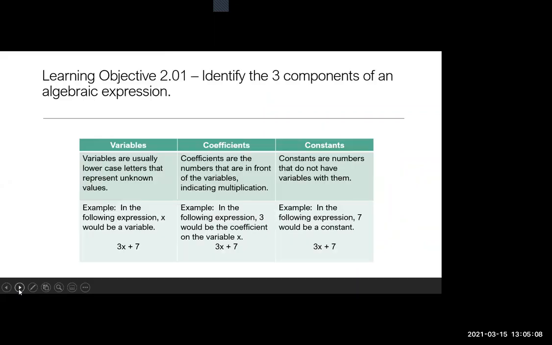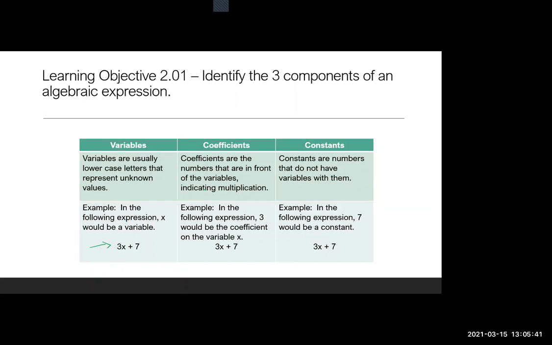Okay, let's look at the next learning objective, and that's to identify the three components of an algebraic expression. So when you see an algebraic expression, you have three things that can be going on. You have variables. Variables are the letters involved. So if we look at our example here, the variable would be x. It's the only letter that's being used. Can you have more than one variable? Yes.